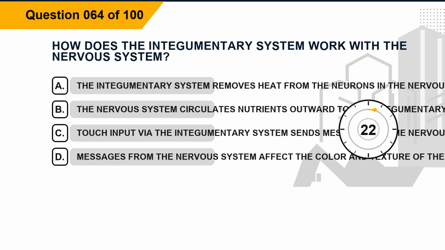Question 64. How does the integumentary system work with the nervous system? Option A. The integumentary system removes heat from the neurons in the nervous system. Option B. The nervous system circulates nutrients outward to the integumentary system.